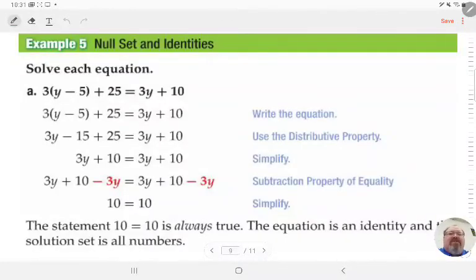We have this equation here. The first thing that we're going to do is we distribute. 3 times y is 3y. 3 times negative 5 is negative 15. Now, when we get to this part, we see something right here. We have like terms, negative 15 and a positive 25. So negative 15 plus 25 would give me a positive 10. Now I'd want to subtract 3y from both sides to move my variables to one side. But when I do that, 3y minus 3y is 0, which leaves me 10. And 3y minus 3y is 0, which leaves me 10. So my answer is 10 equals 10.